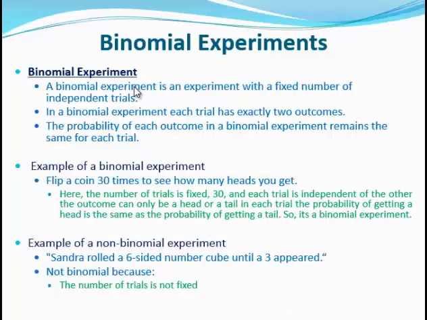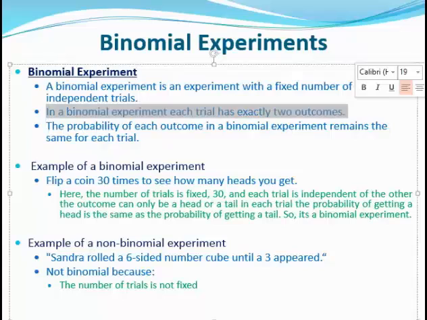A binomial experiment means it has a fixed number of independent trials. For example, if you flip a coin 10 times in a row, that is a fixed number of independent trials. One result has nothing to do with any other result. Just because you roll 3 heads in a row does not mean you're any more likely to roll a heads or a tails on the 4th try. Anytime you have an experiment where all the trials, all the things that you're doing, are independent of each other, that can be a binomial experiment, but it also has to have exactly two outcomes for each trial.